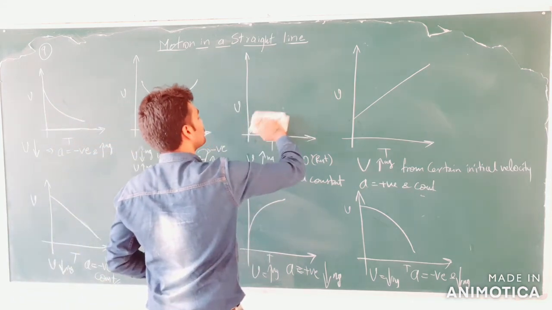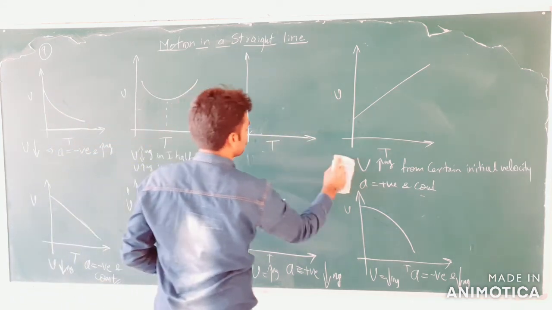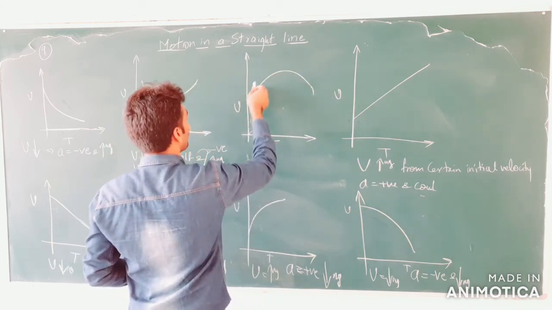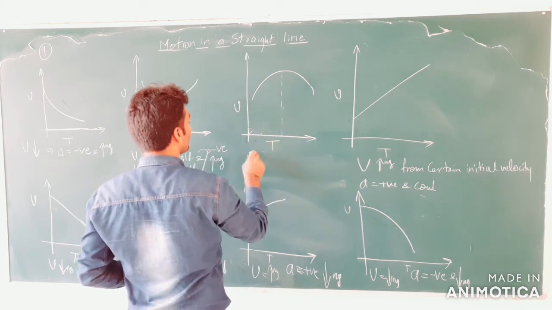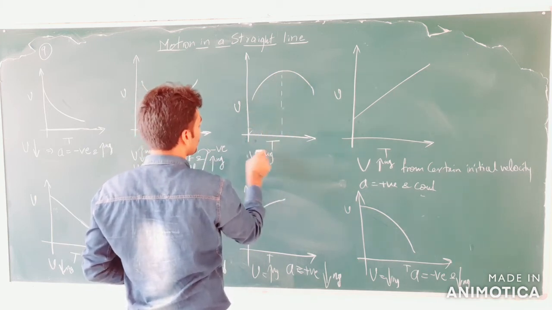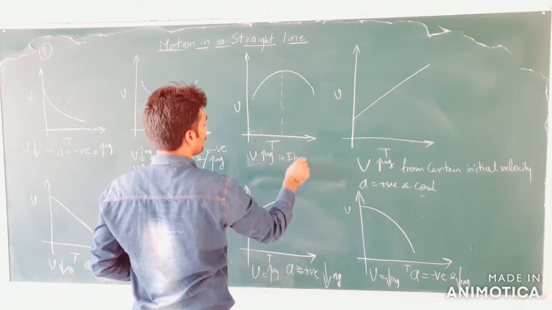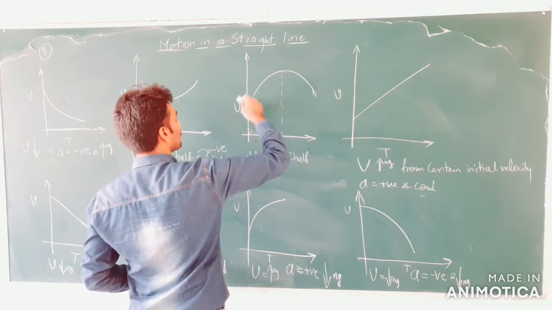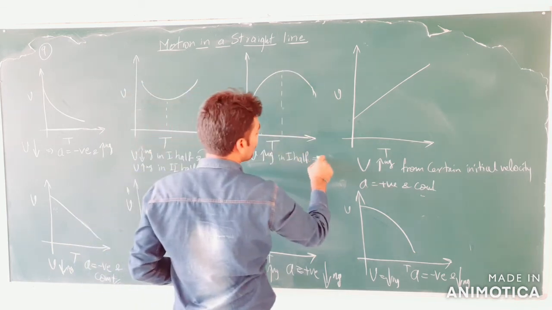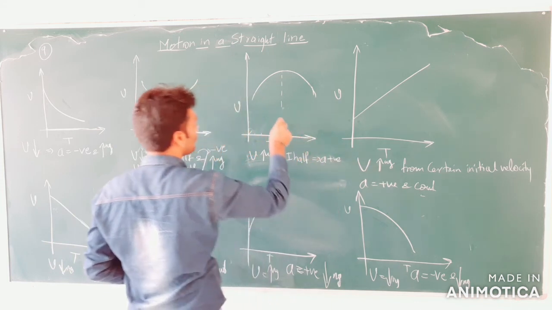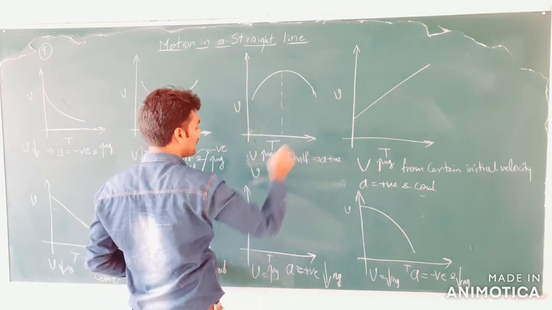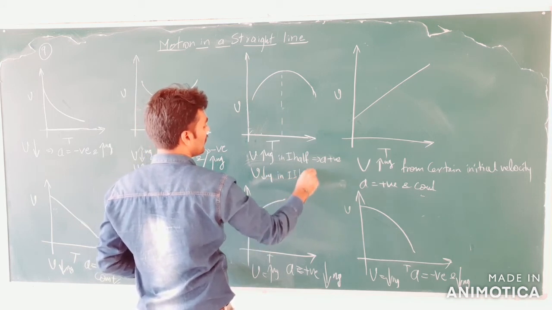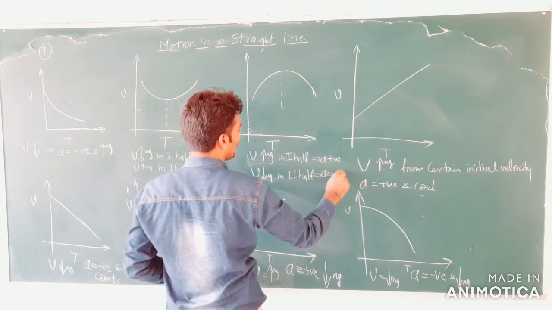Next, the same way, like this. What is happening here? In the first half, velocity is increasing. When the velocity is increasing in the first half, acceleration is positive in the first half. In the second half, velocity is decreasing, and hence acceleration is negative.